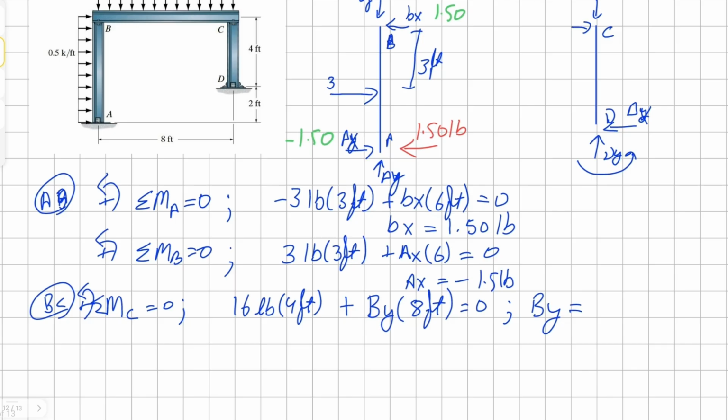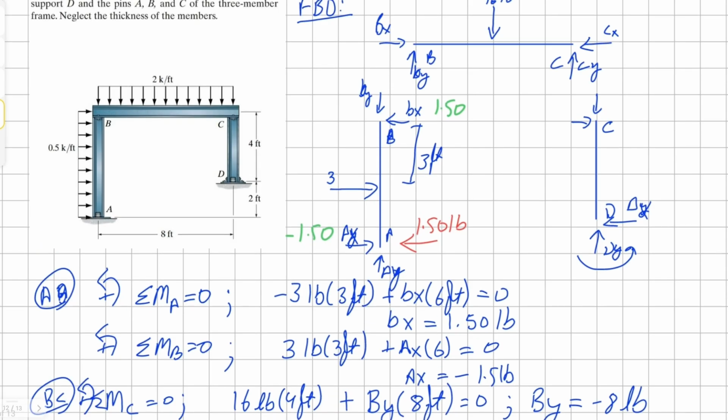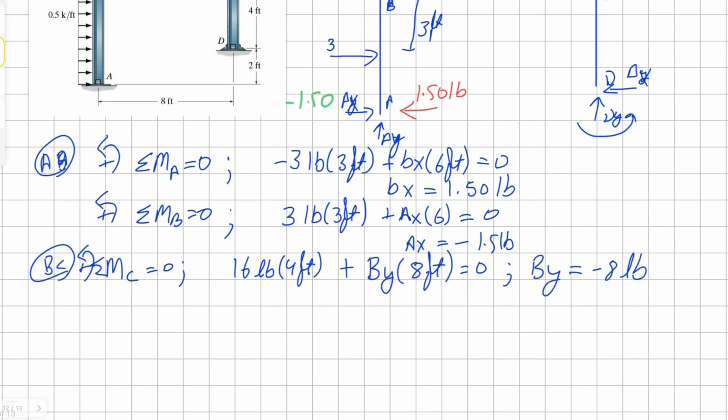I get negative 8 pounds, which, as we have done before, can be either said as negative 8, or the vector direction could be changed and considered to be 8 pounds. Both ways are correct.